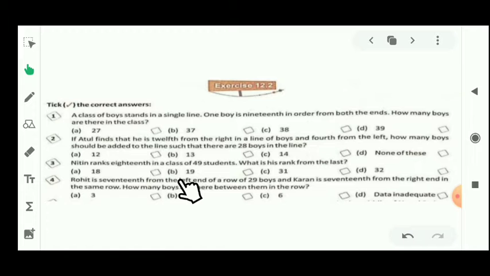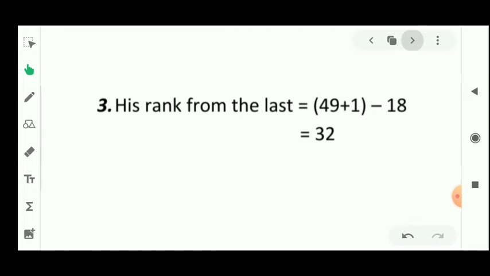Nitin ranks 18th in a class of 49 students. What is his rank from the last? The solution is, when we find out the rank from the last, the total students were 49, that means 49 plus 1, that is 50, and from it we subtract his rank, which was 18, so after the solution its value will be 32, so his rank from the last will be 32.